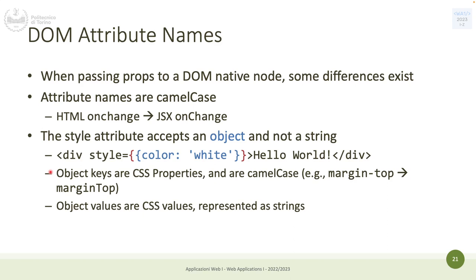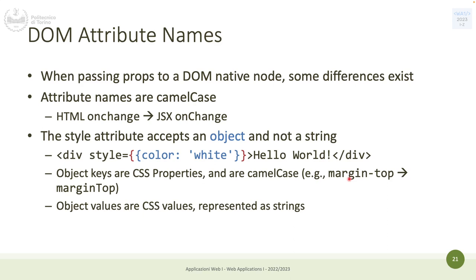When passing props to a DOM native node, there are some differences with respect to HTML. For instance, onchange, onclick, etc., in HTML are typically written without any capital letter, but become onChange with the capital C, so in a camel case format. The style attribute, if you want to pass a style directly, accepts not a string but an object. So you have to write something like this if you want to pass the color white in the style of a div, where the div is clearly a React element.